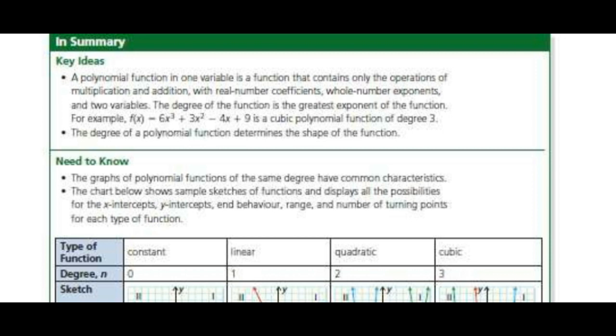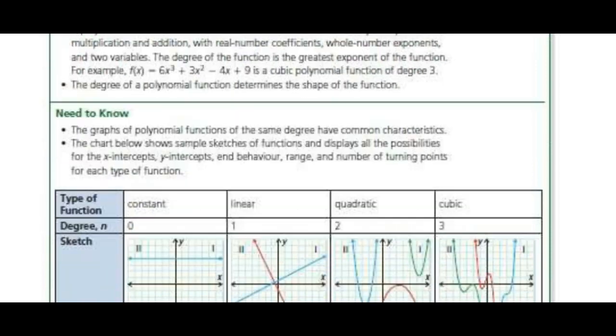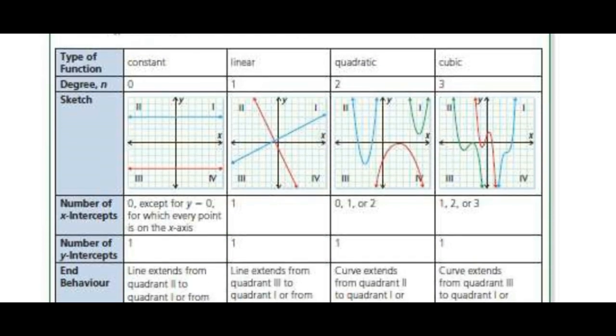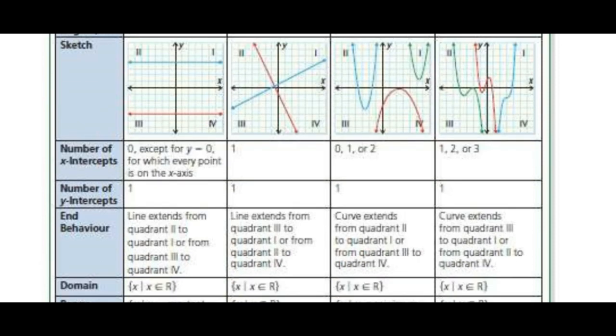The degree determines the shape, okay? So now you know this. Those are the ideas. Here's what you need to know. The graphs of the same degree have common characteristics, and they've summarized that in a chart for you. Here's a constant, a linear, quadratic, cubic. Here's the number of x-intercepts, right? 0, unless it's on the line, 1. 0, 1, or 2, right? Depending on whether it opens down or is below, or is just touching: 0, 1, or 2. And then 1, 2, or 3.